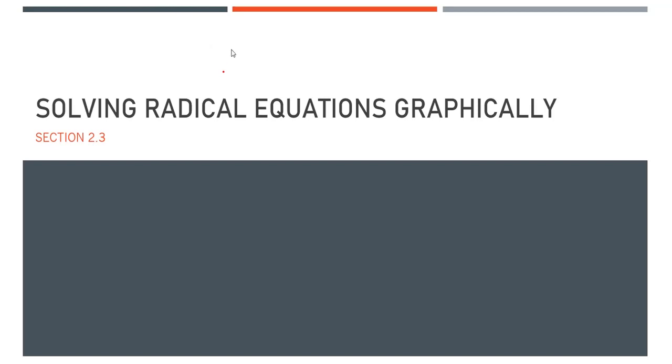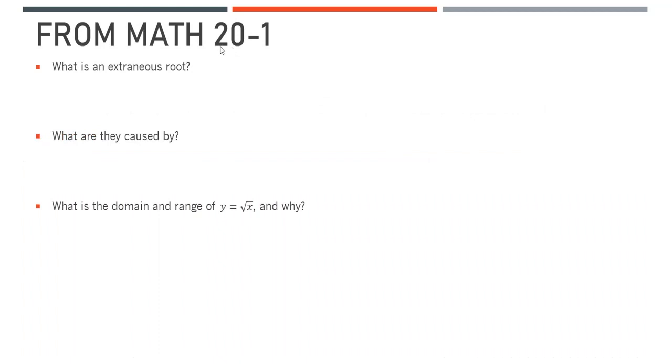Let's take a look at section 2.3, solving radical equations graphically. So we're going to do a little bit of a review from 20-1 first. There's a lot of connection between 20-1 and 30-1. First of all, what is an extraneous root?